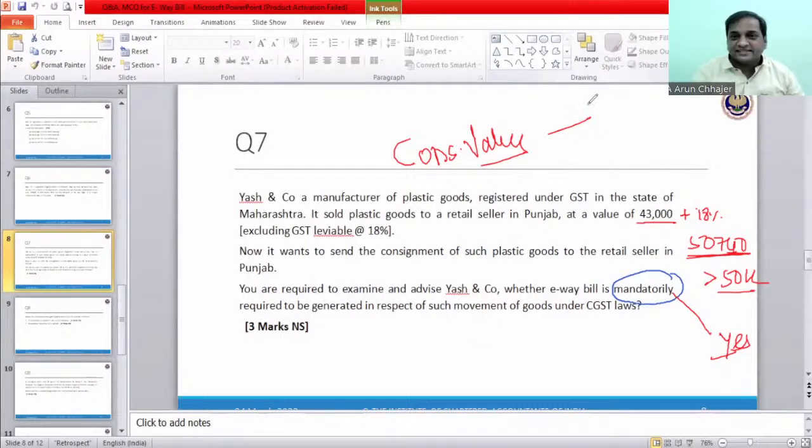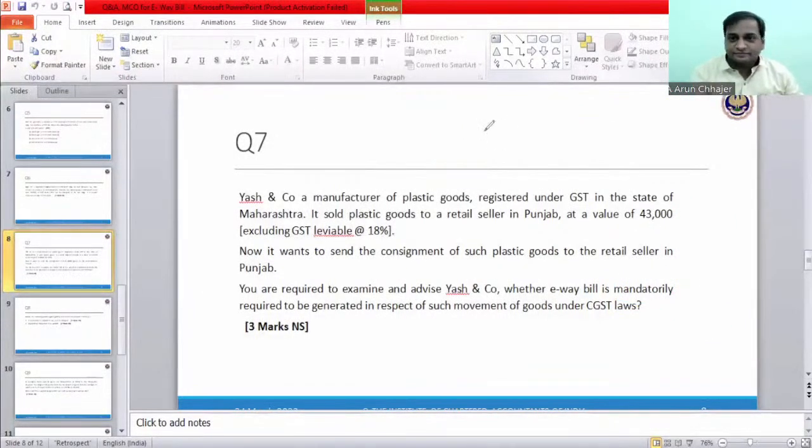The answer is, if there is a single document for taxable as well as exempted items, then the portion of the exempt supply will not be included in the consignment value. Correct. Next question.